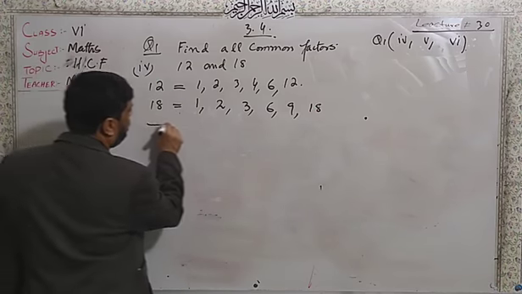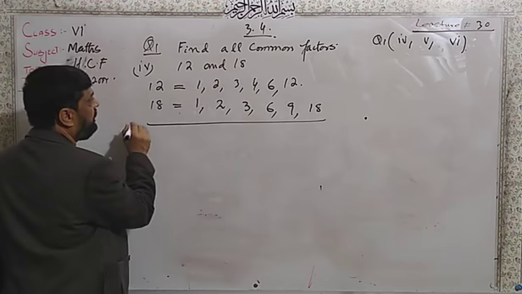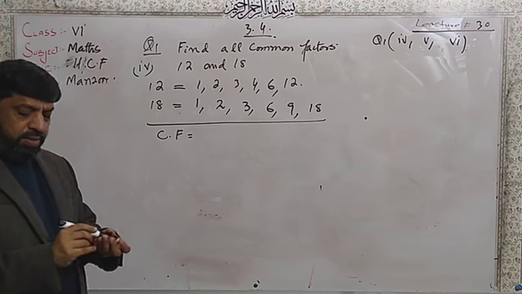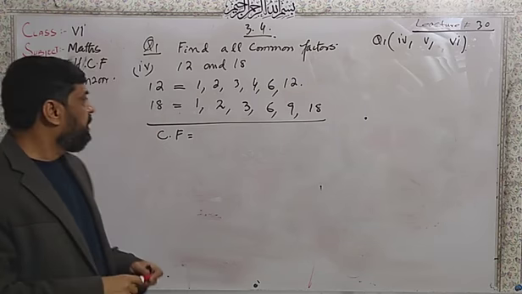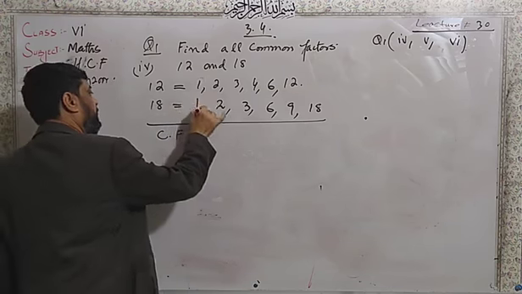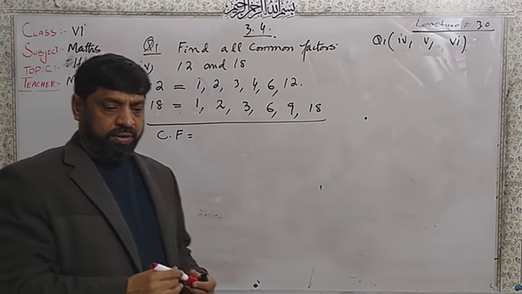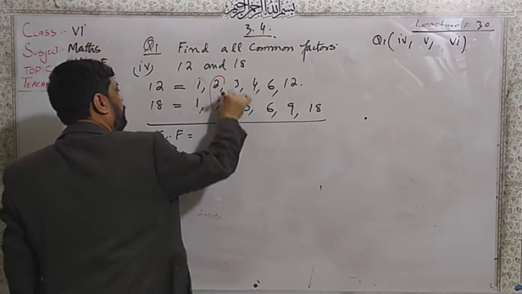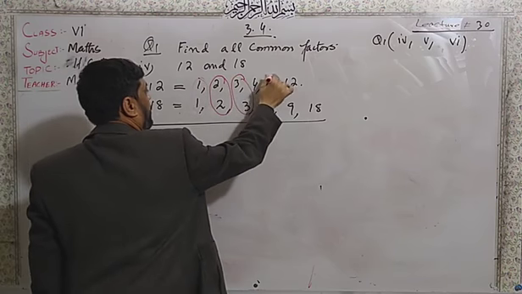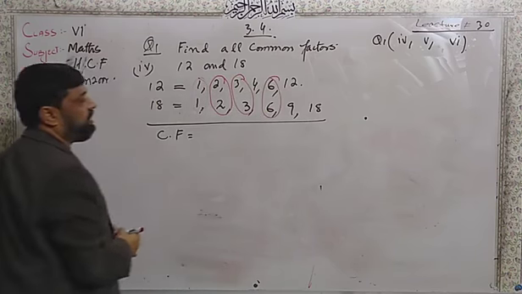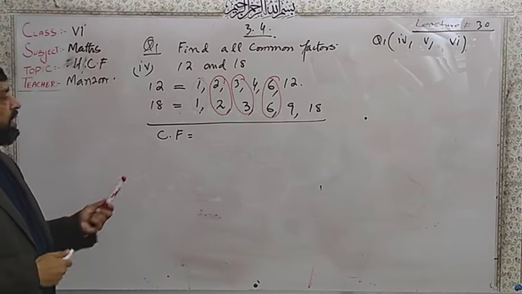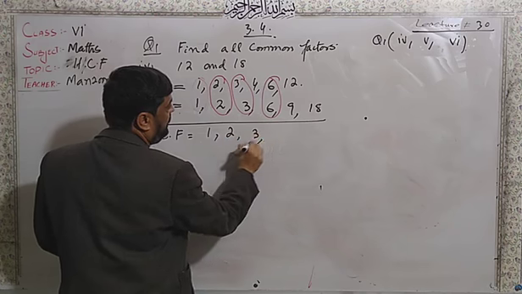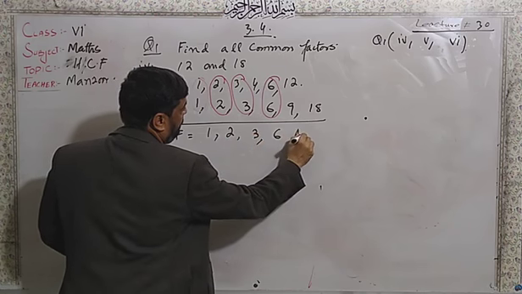Dear students, after that we will draw a horizontal line, and here we have to write the common factors. Now I will circle the common factors: 1, and 2, then 3, and then 6. These are the common factors. I will write here 1, 2, 3, and 6. This is the answer.